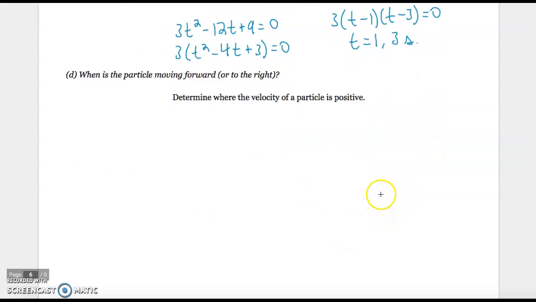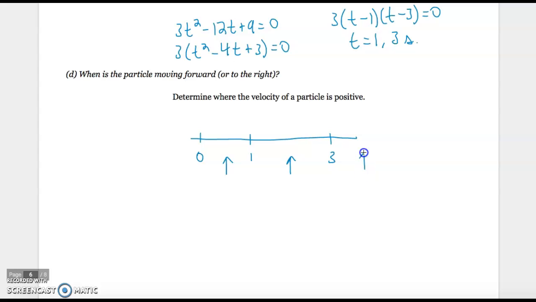When is the particle moving forward or to the right? We have to determine where the velocity of the particle is positive. So I'm going to take my sign chart going on. I can't have time less than 0. And then I know my particle stopped at 1 and 3 seconds. So those are where it's at rest. So now I have to test values in between those. So 0.5, 2, and 4, and then I'll figure out whether my velocity is positive or negative at each of those values.